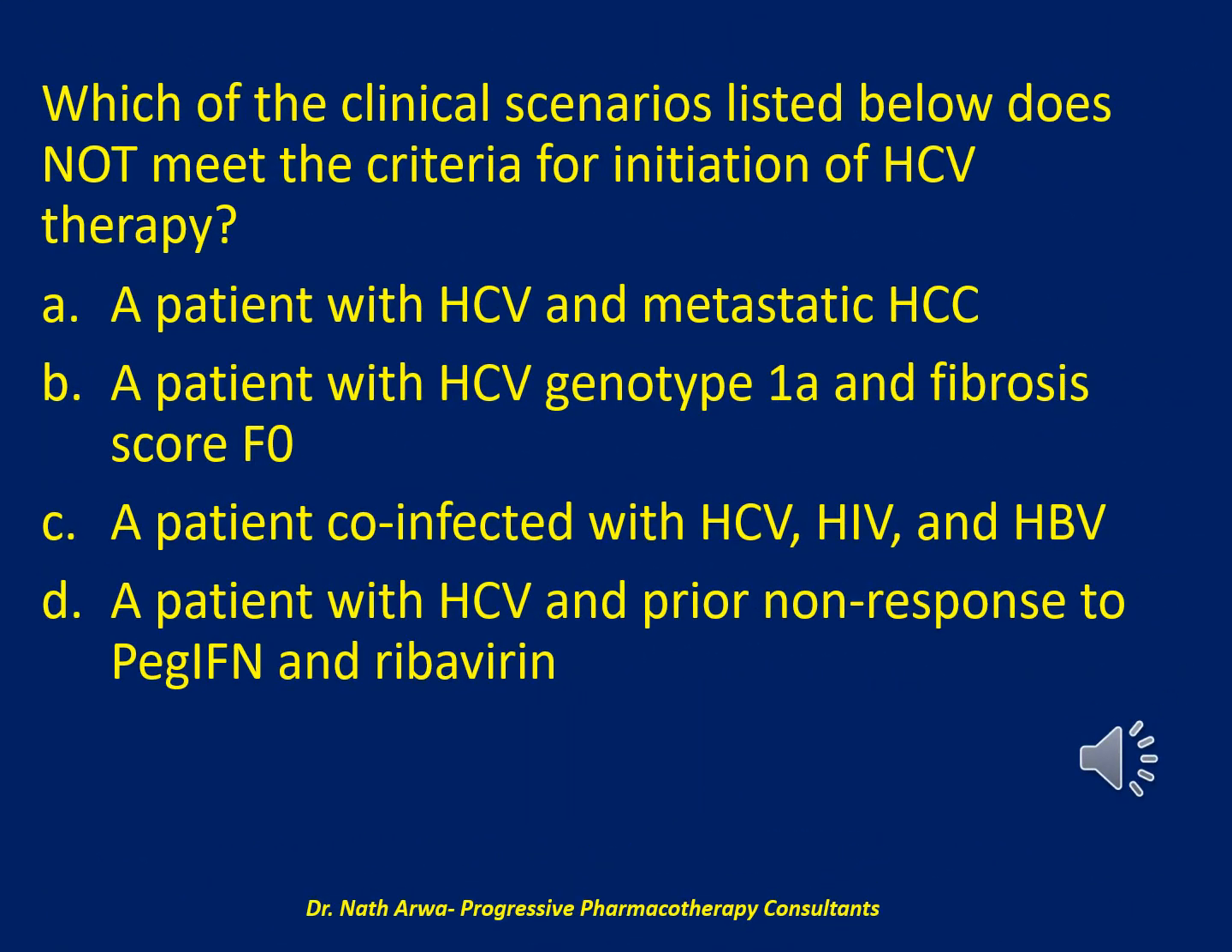And the next question reads, which of the clinical scenarios listed below does not meet the criteria for initiation of HCV therapy? Is it A. a patient with HCV and metastatic HCC, or B. a patient with HCV genotype 1A and fibrosis score F0, or C. a patient co-infected with HCV, HIV, and HBV, or is it D. a patient with HCV and prior non-response to peginterferon and ribavirin? I will give you a few seconds to choose the correct answer to this question from the listed options.